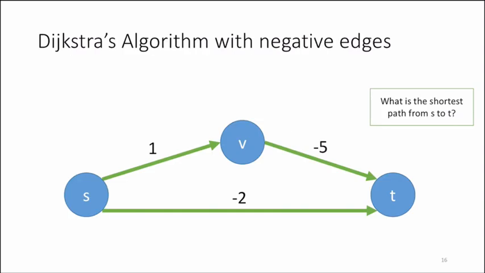All right, well, before we jump into a full proof of Dijkstra's algorithm, let's look at the assumption that Dijkstra's algorithm does not work with negative edges. So let's take this simple graph here as an example. What is the shortest path from S to T? And really, I guess I mean by that, what is the shortest path and what is the length of that path?